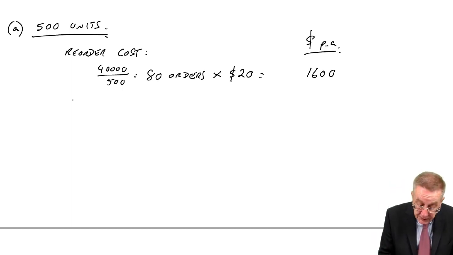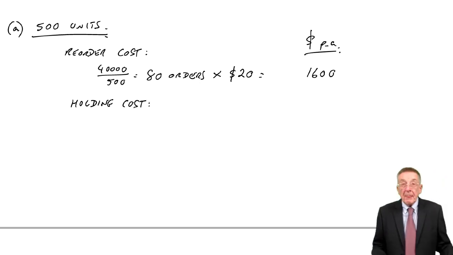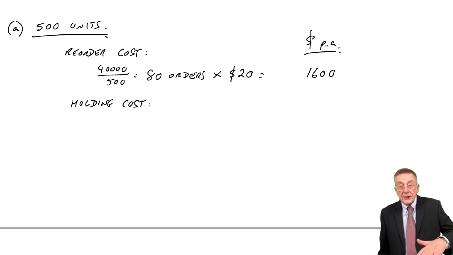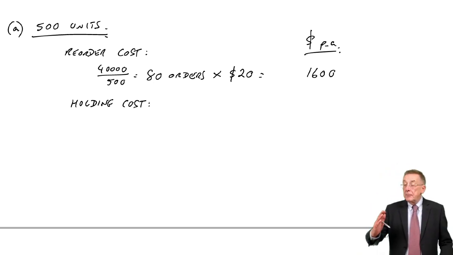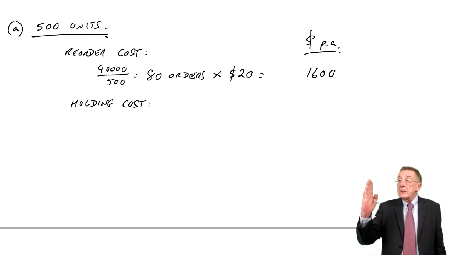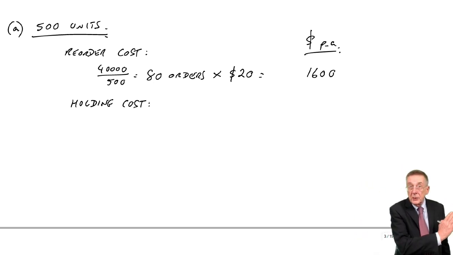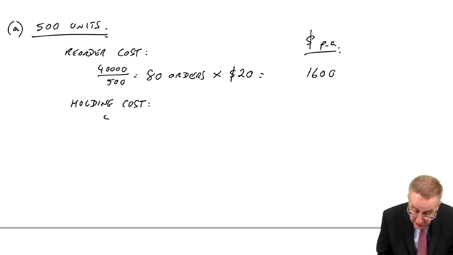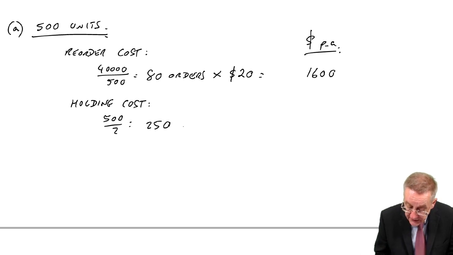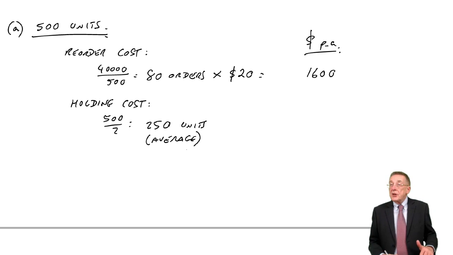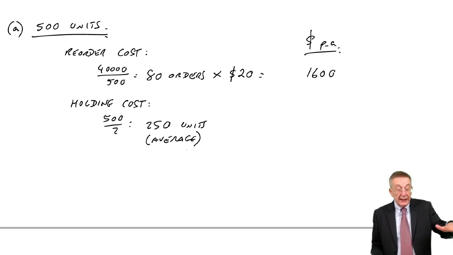In addition, there's what we call the holding cost. We're ordering 500 each time. Well, as I illustrated a few minutes ago, it will mean our inventory levels start at 500, fall to 0, back to 500. Throughout the year, they're going between 500 and 0. And so on average, there'll be 250 units, the average inventory. So it's as though we're holding 250 units throughout the year.